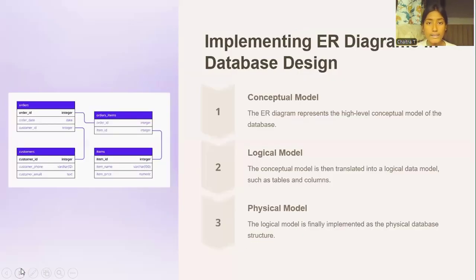Implementing ER diagrams in a database design. Conceptual model. The ER diagram represents the high level conceptual model of the database. Logical model. The conceptual model is then translated into a logical data model, such as tables and columns. Physical model. The logical model is finally implemented as its physical structure.